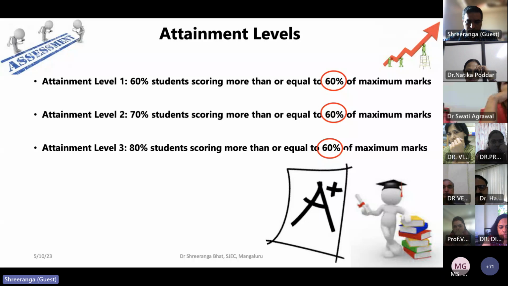So can we have this different? You did talk about changing this, but for the same thing, for example, internal examination, we can keep it as 60%, and for university examination, we can keep it as 50%. Is that also possible? No, madam, no.